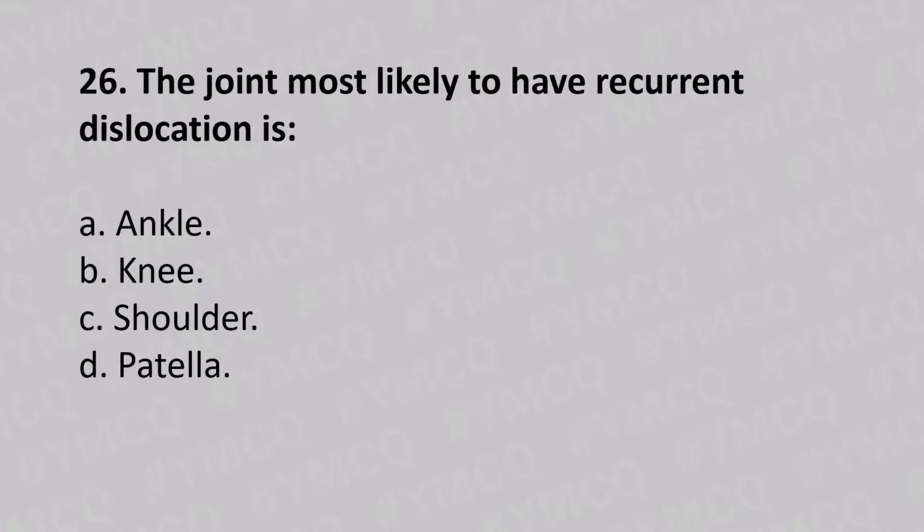The joint most likely to have recurrent dislocation is option A, ankle, option B, knee, option C, shoulder, option D, patella. And the answer is option C, shoulder.